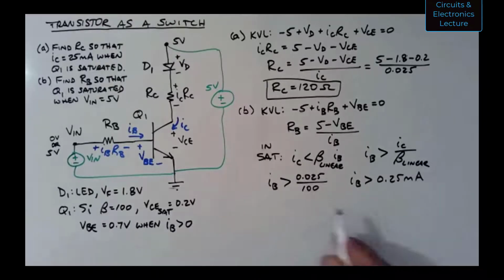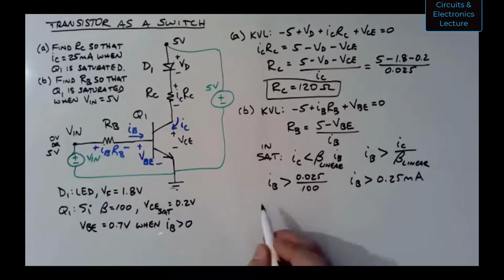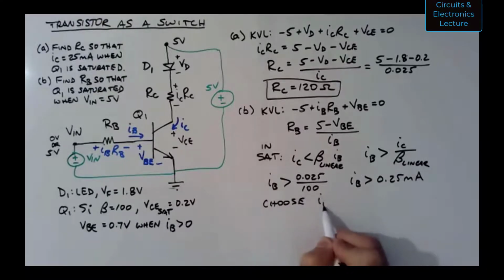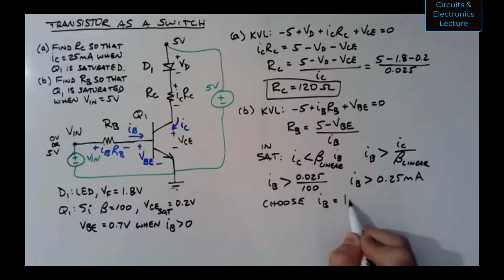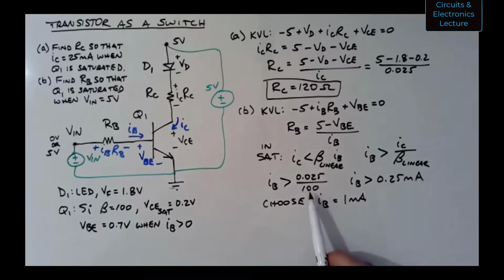So what I'm going to do here is put in an engineering factor. I'm going to choose IB equals 1 milliamp, because that will give me a factor of 4. If beta fell to about 25, I would still have the transistor saturated. This is up to you. In lab, you're going to be able to choose whatever value you want.